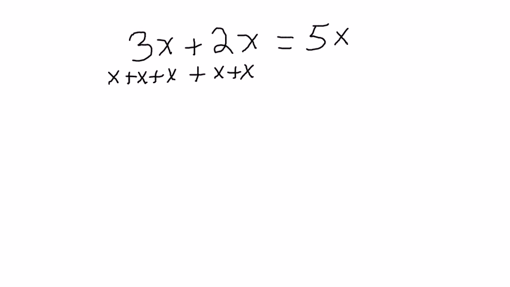Please note that each of these terms, 3x and 2x, share something in common. They both have the same variable, x. These are called like terms. Like terms are simply terms that contain or share the same variable.